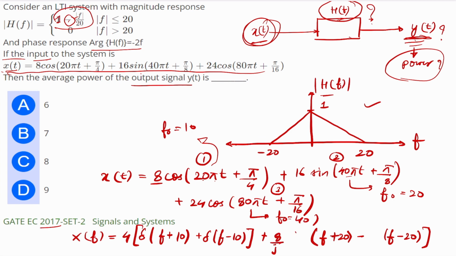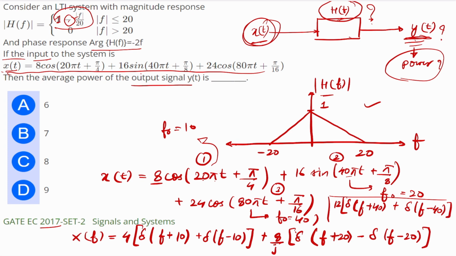Similarly for the last one, there is no space here, so I'm just writing it here only. 24 will become 12, so 12 [delta(f + 40) + delta(f - 40)], since f naught here comes out to be 40. So these are the Fourier transforms. Now these are the impulses.